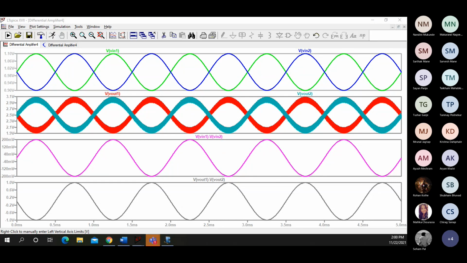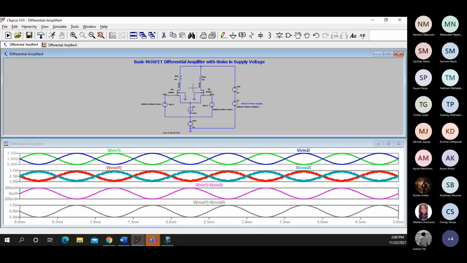Yes, correct. Rohan, your output is good, correct. Jose, your output is also correct. Now I want you to show me this circuit and the waveforms. Yes, I am.